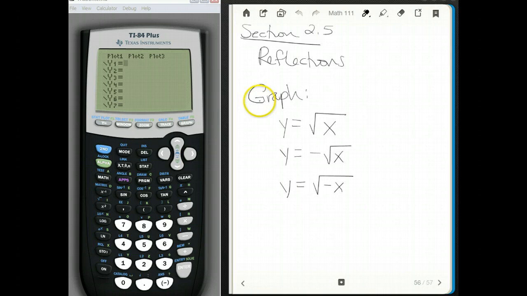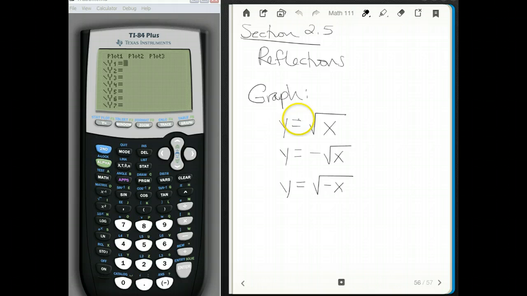And then in the last video, we talked about vertical stretches or compressions, which we were able to accomplish by multiplying by a positive number, either a number bigger than 1 or between 0 and 1. And again, that made a stretch or a compression respectively.